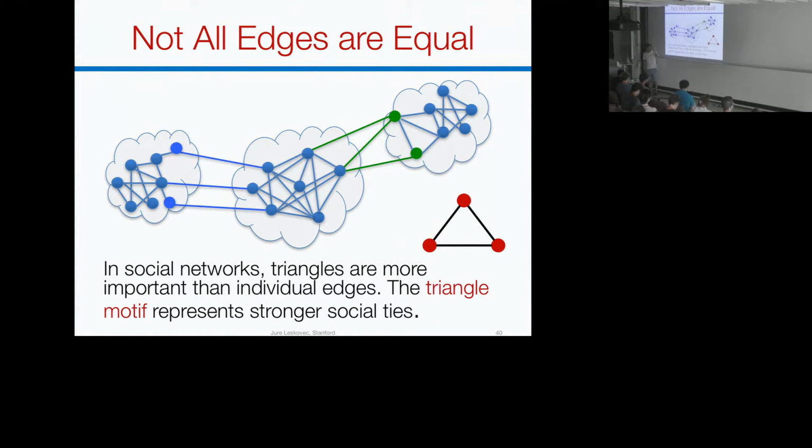So it means that not all edges are equal. Depending on what kind of structure an edge belongs to, the strength of the edge might be different, or the importance of that edge might be different.